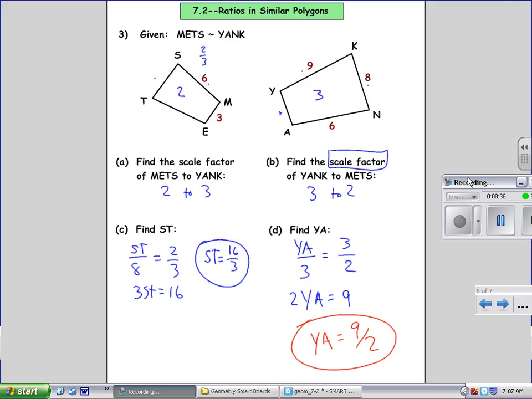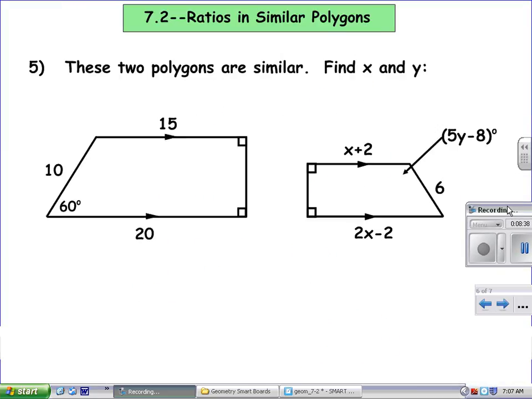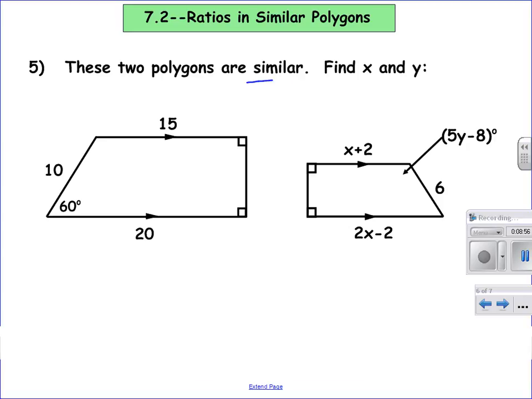All right. If you look in your notes, I skipped the blueprint problem for right now, in the interest of time. Okay, we'll maybe get to that in class, but in the interest of this video, I want to keep this under 15 minutes, so I want to make sure we get this done here. These two polygons are similar. Key information. Find x and y.